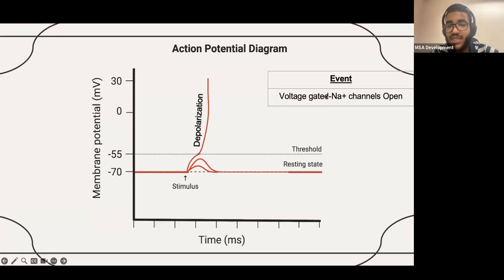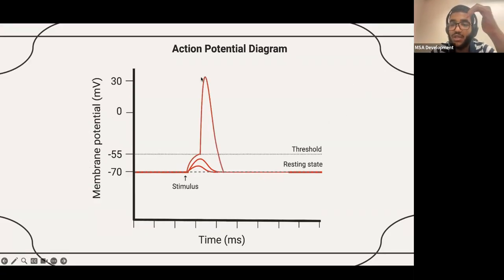And what happens in the depolarization state? Voltage-gated sodium channels open. Okay, so the activation gates open, and now you don't have neither the activation or inactivation gate on. Now, once we reach the peak, we'll repolarize.